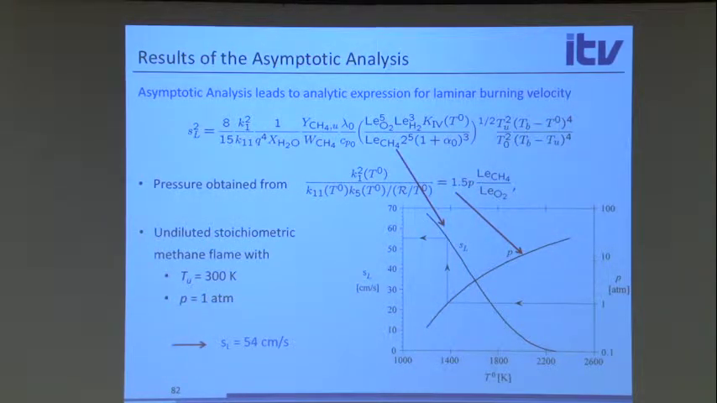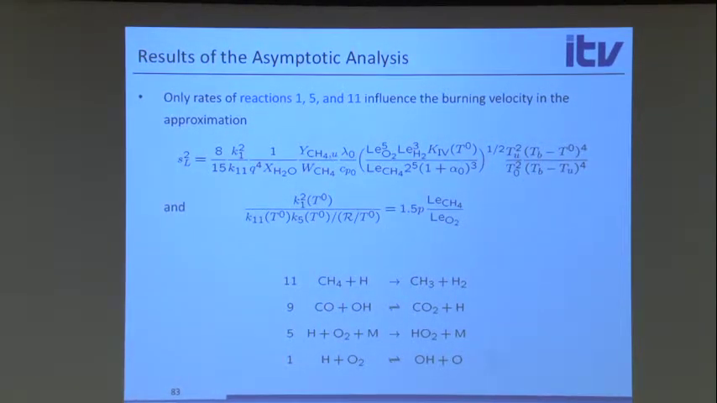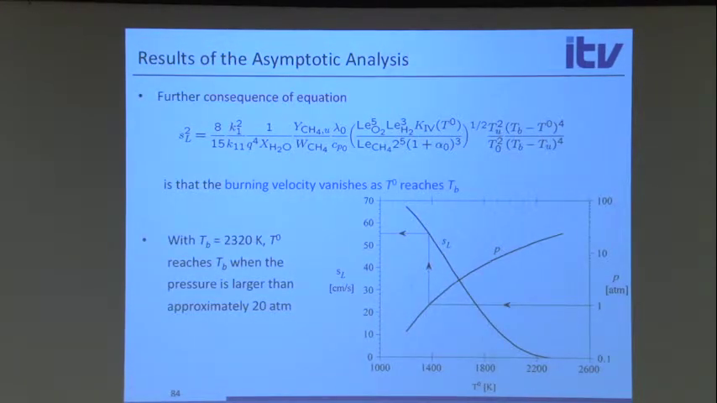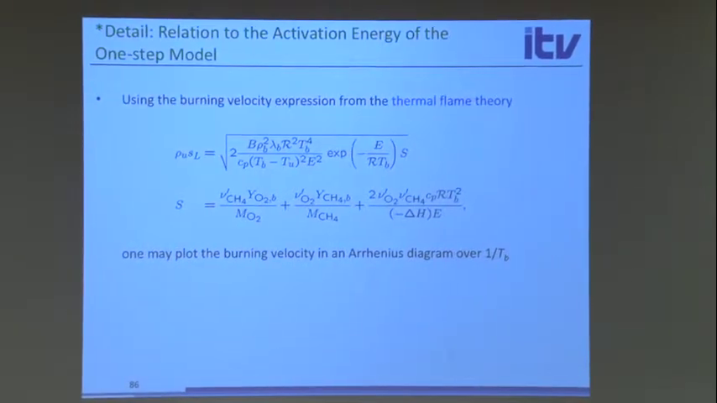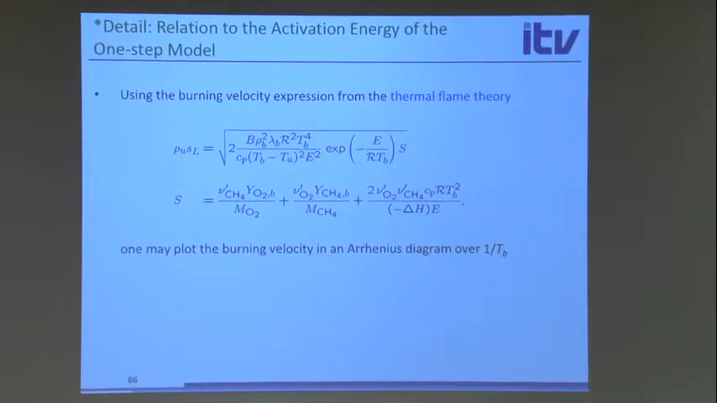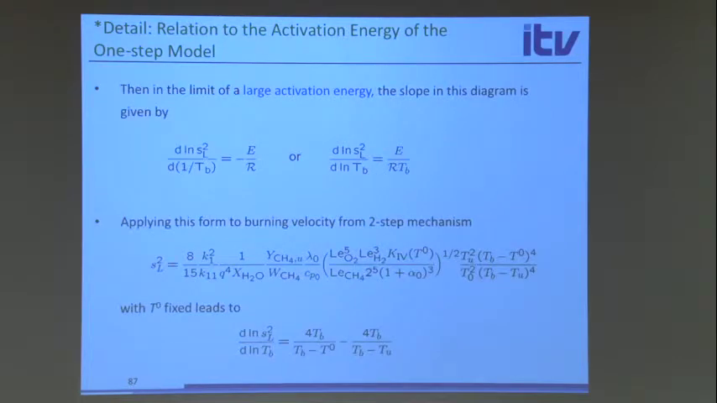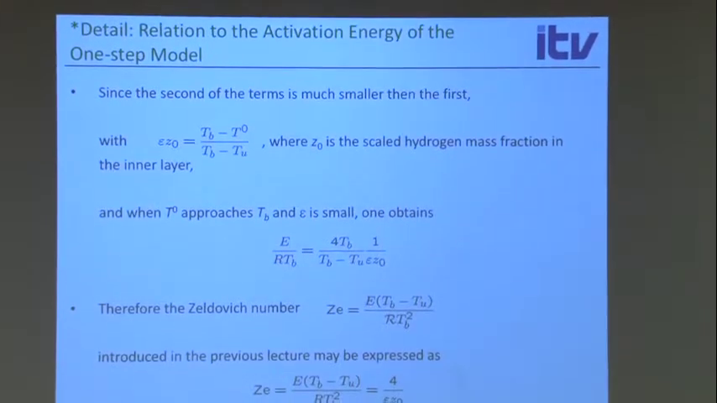Okay. So that just shows again these are the reactions that play a role. This is the same thing here. Nothing else. This is what I just mentioned. When TB reaches T naught, then this will go to 0. Let's see. Then there is this now. I mean, you can take this relation and compare it with the result from the thermal flame theory, but this is just a result. I mean, you can go through this.